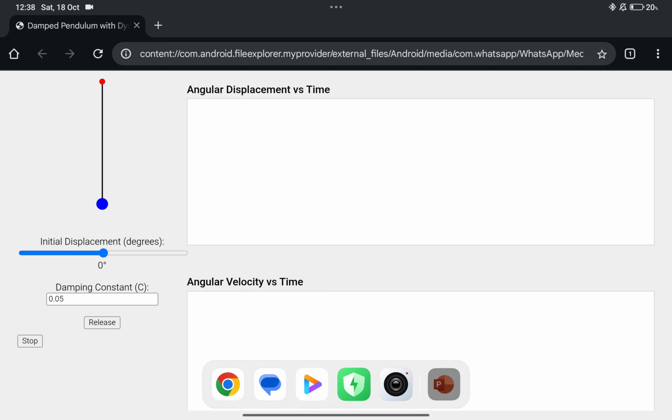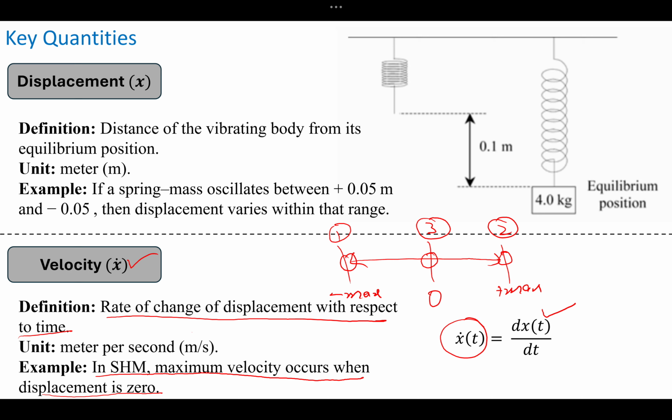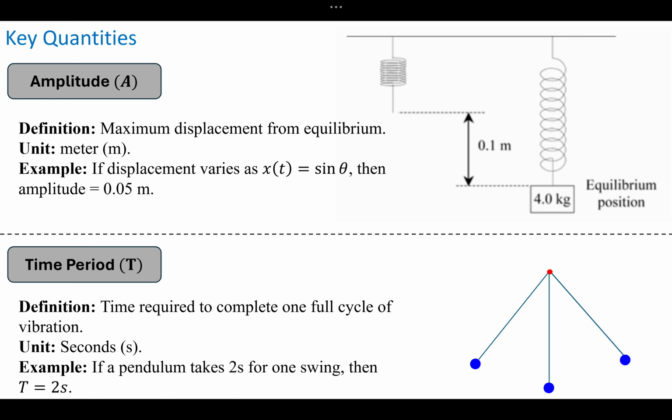This is what we mean when we say that simple harmonic motion has maximum velocity occurring at a displacement of 0. When the angular displacement is 0, you get the maximum velocity. When the angular displacement is maximum, you get 0 velocity. So that is what the velocity is, the rate of change of displacement.